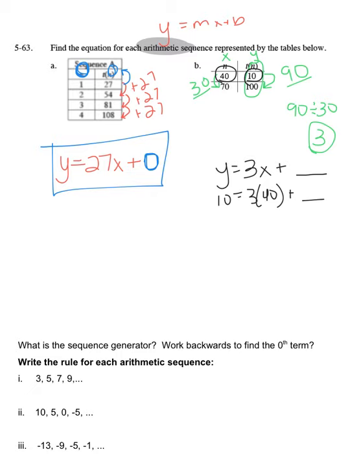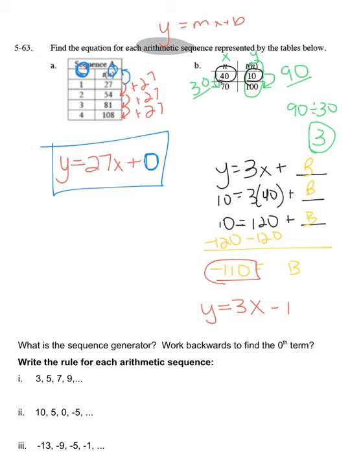So 3 times 40 is 120, plus something has to equal 10. So for now, in that blank spot, I'm just going to put a b for the missing y-intercept. And to solve for b, we can minus 120. And we get 10 minus 120 is negative 110. That would be the 0th position, or our y-intercept. So we go back and write our final equation. The slope was that the pattern should increase by 3 each time, and the starting y-intercept is negative 110.